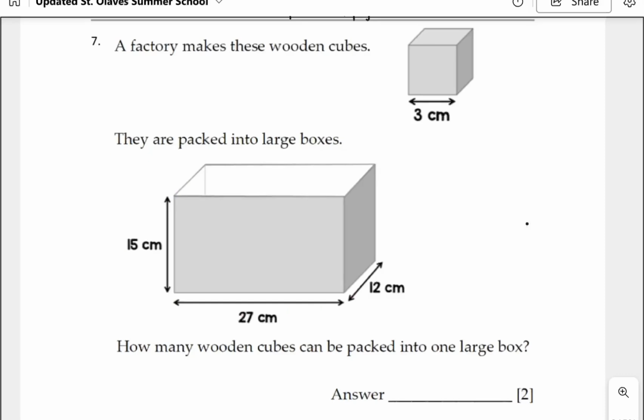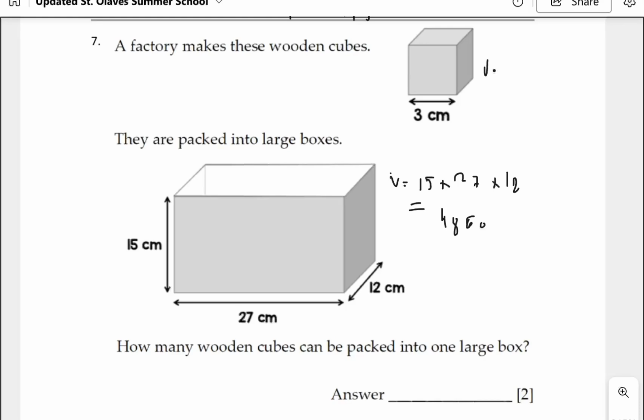So for question 7, we have to first figure out the total volume of the large box. And so the volume of the box is equal to 15 times 27 times 12. And that is equal to 4,860. And now when we have these little wooden cubes, we need to also find out the volume of these.